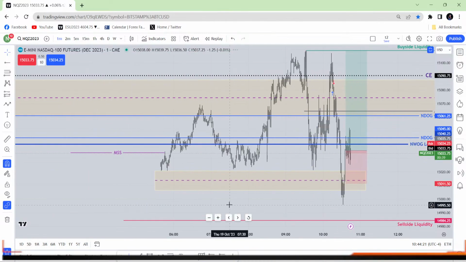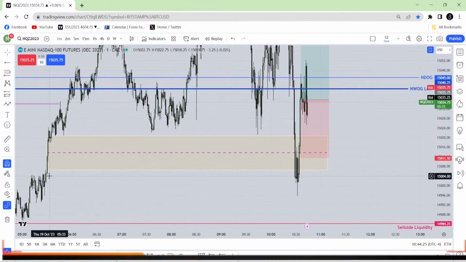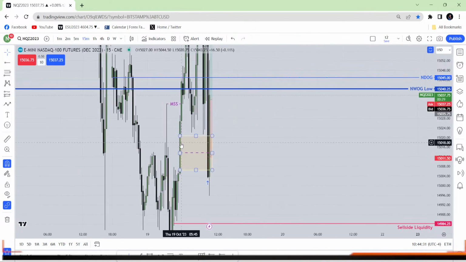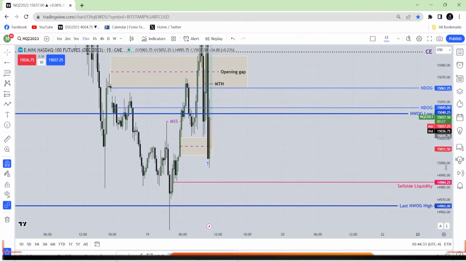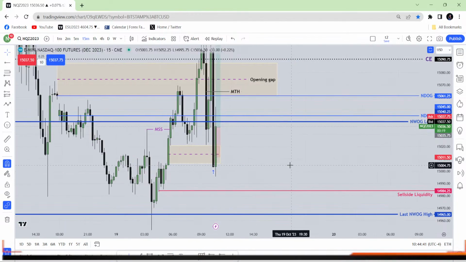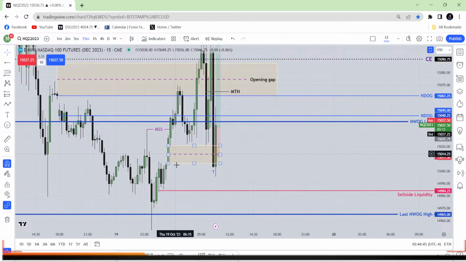Okay, for balancing, let me clean this one. Whenever you see a fair value gap from one price chart, you have to go to that price chart to mark it as a balanced price chart. Right now, this gap is from the 15 minute chart, so I have to come back to the 15 minute chart.